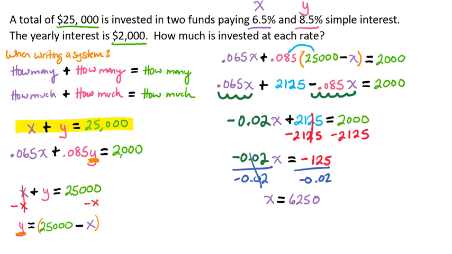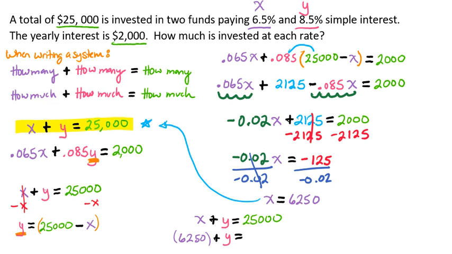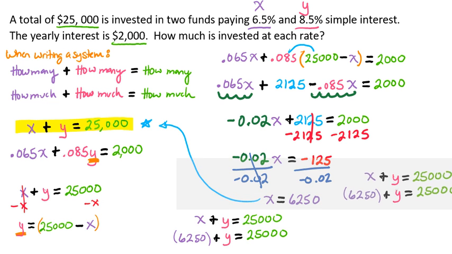Now we need to know, well, that was x, but what was y? We can take our x value and plug it into this equation, because remember we had x plus y equals $25,000. And we know that x is $6,250, so plus y equals $25,000. I'm kind of running out of room, so let me move this over here. There we go.